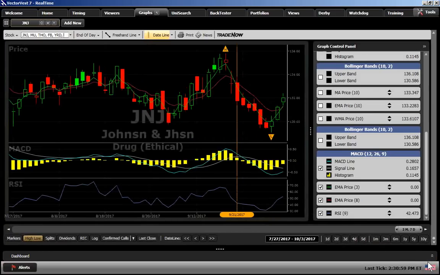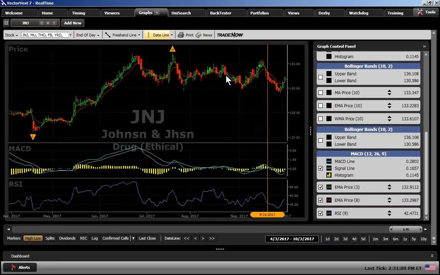That'll help you, especially when the stock is moving sideways. Remember, moving averages are only really good when a stock is trending up or trending down. When a stock is moving sideways, on a 6-month graph, then maybe you use an indicator like RSI to help you to make a decision.